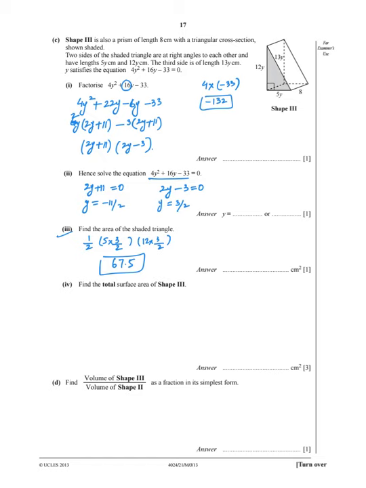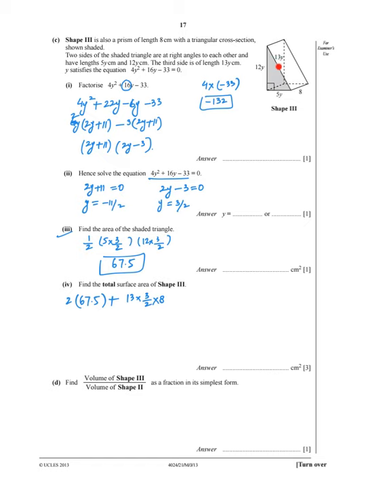After that, find the total surface area of shape 3. So you need to find the area of all the faces. Firstly, we find the area of this triangle, and the front and the back are the same. So I need to multiply 67.5 with 2 for front and back, plus, after that, we have a rectangle, this one, that is 13y times 8. So it will be 13, and the value of y is 3 upon 2, into 8.